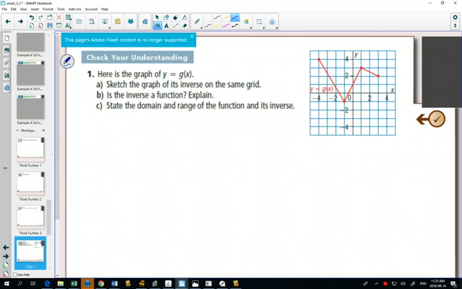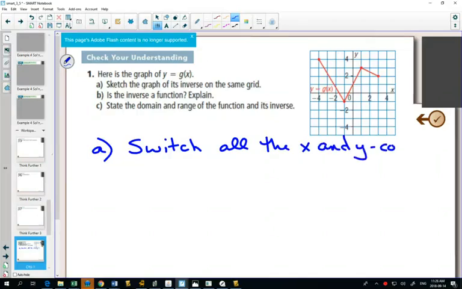This is the graph of y equals g of x. Sketch the graph of its inverse on the same grid. So, some notes that we wrote before that we can look at. The graph of the inverse is switching the x and the y. With the graph, we can switch all the x and y coordinates.